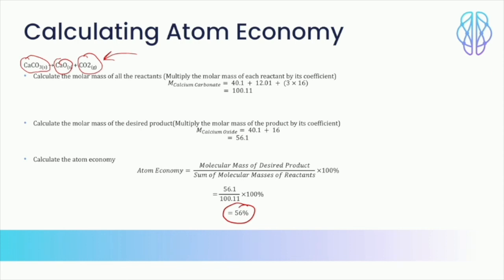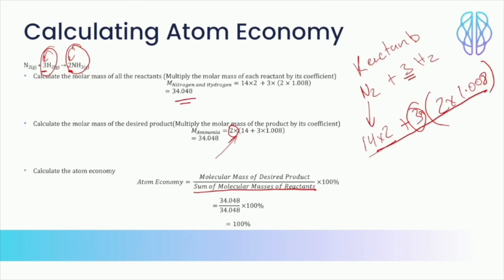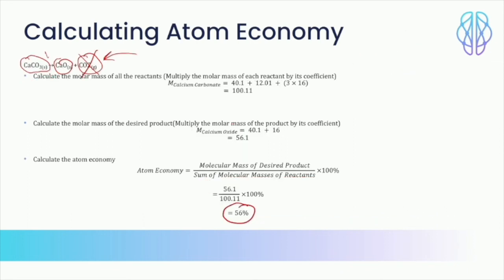One other thing that I wanted to bring into focus is notice how we didn't calculate the molecular mass of any waste products such as carbon dioxide. All we're looking at is the reactants and the final product. The reactants and the final product, that's all we need.